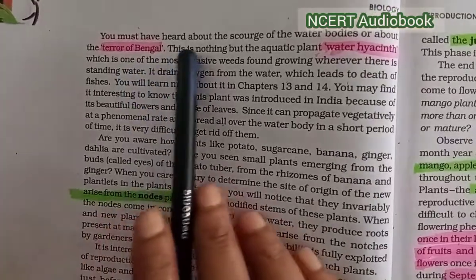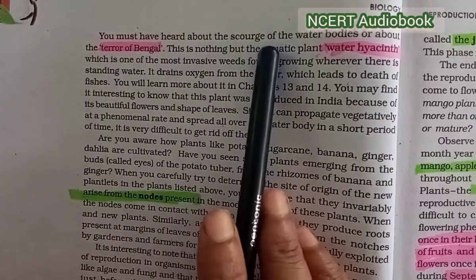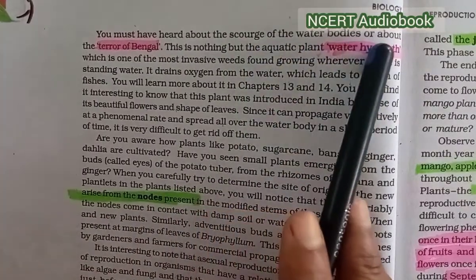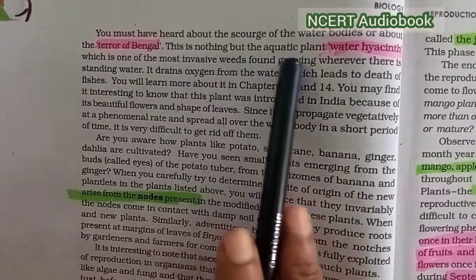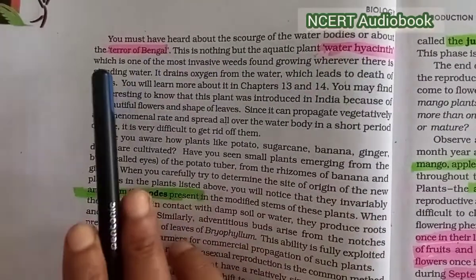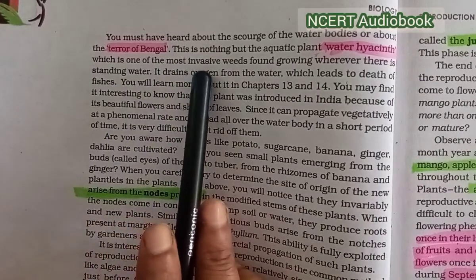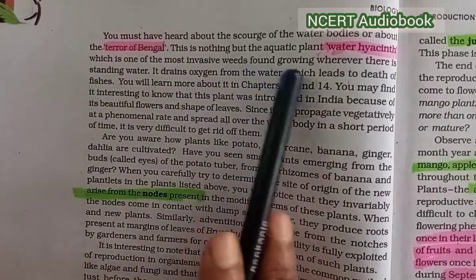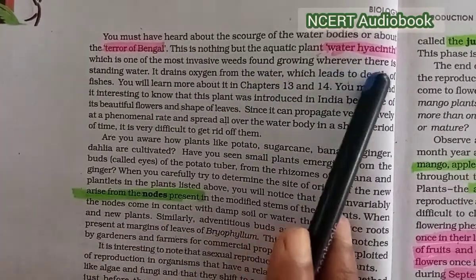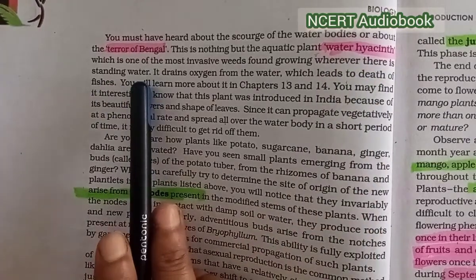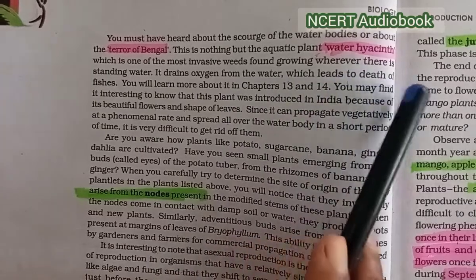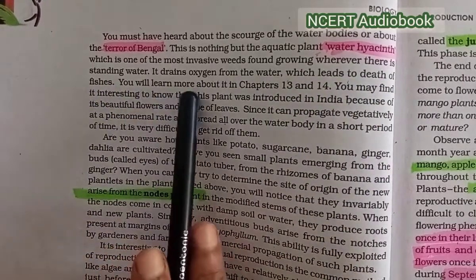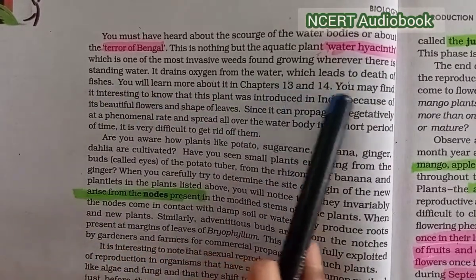You must have heard about the problem of the water bodies or about the terror of Bengal. This is nothing but the aquatic plant water hyacinth, which is one of the most invasive weeds found growing wherever there is standing water. It drains oxygen from the water, which leads to the death of fishes. You will learn more about it in chapters 13 and 14.